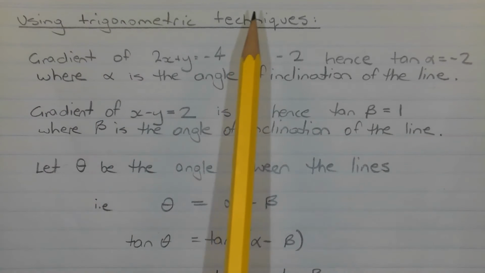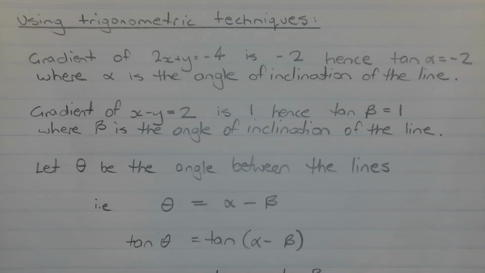Using trigonometric techniques to find the angle between the lines 2x + y = -4 and x - y = -2. Firstly, we consider the gradient of the line 2x + y = -4, and the gradient is -2. Hence, tan alpha equals -2, where alpha is the angle of inclination of that line. Now consider the gradient of the line x - y = 2, and the gradient is 1. Hence, tan beta equals 1, where beta is the angle of inclination of that line.